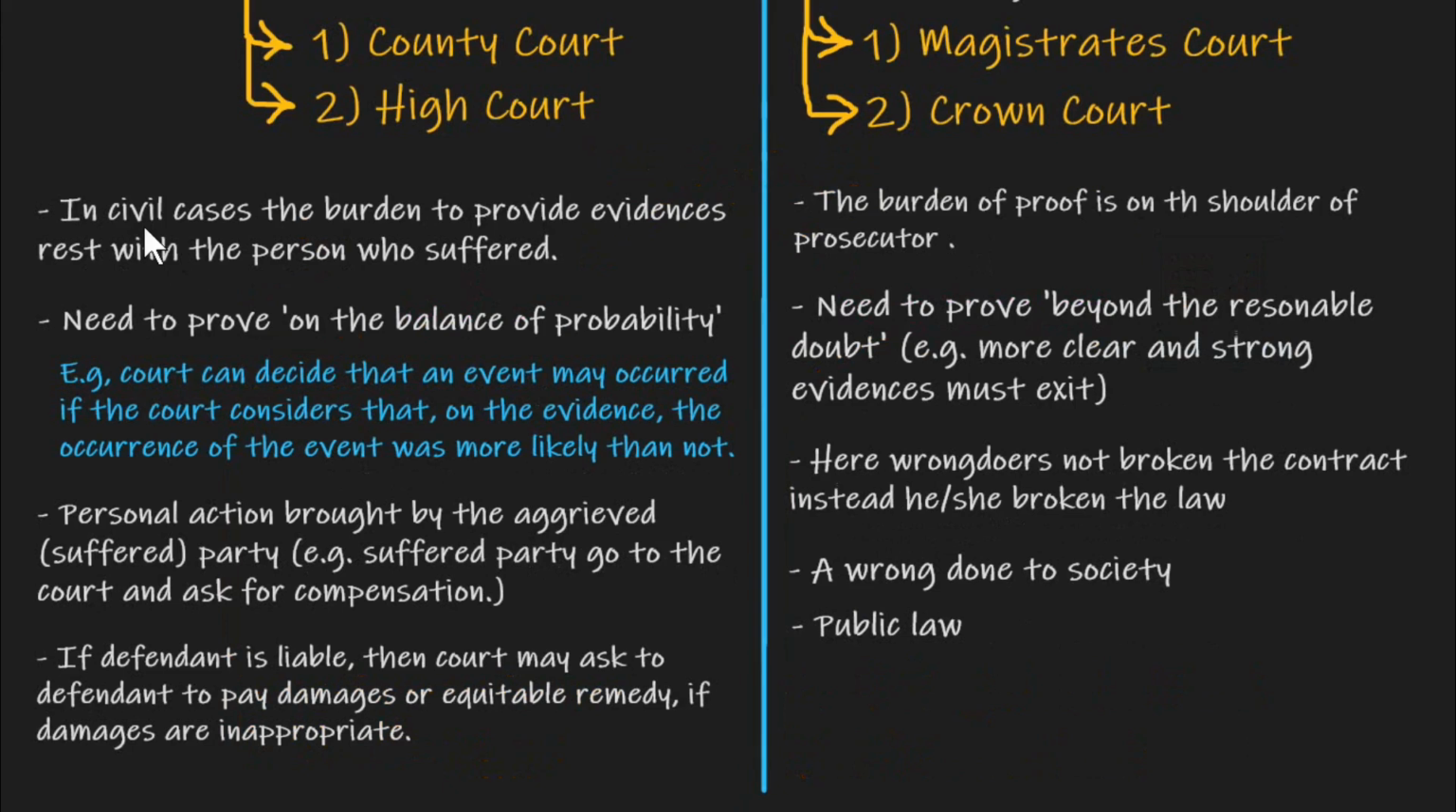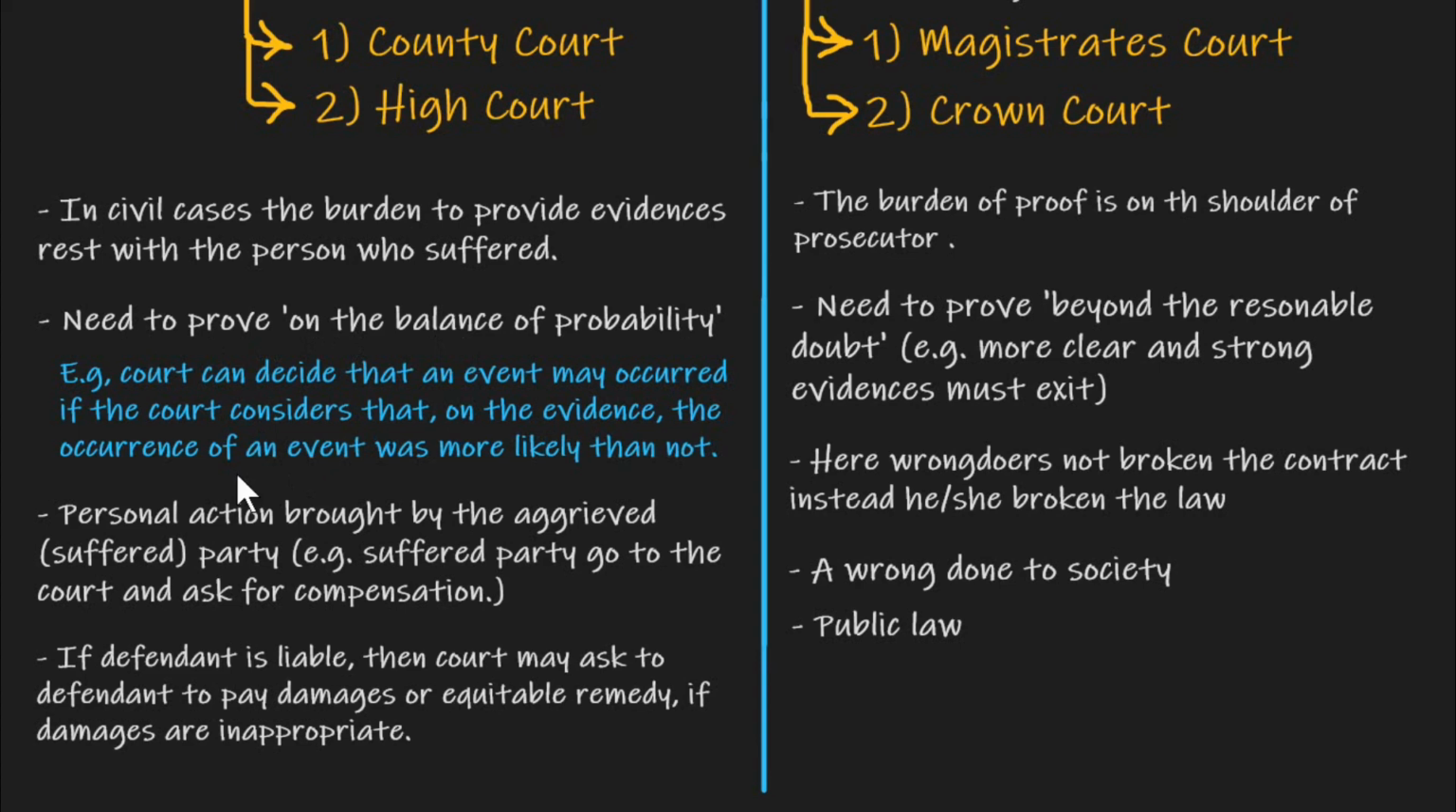Okay, so in the case of civil cases, the burden to provide evidence rests with the person who suffered, or the claimant, while in the case of criminal cases, the burden to prove is on the shoulders of the prosecutor. Here, the prosecutor has to prove that the person is guilty of a crime. In the case of civil law, the person who has suffered, or the victim, needs to prove that something bad actually happened to him, and he has to prove it on the balance of probability.